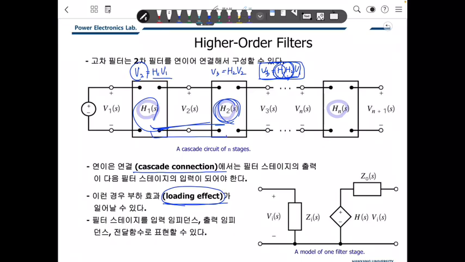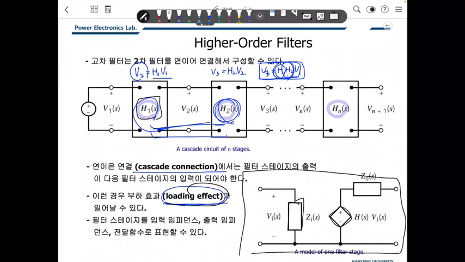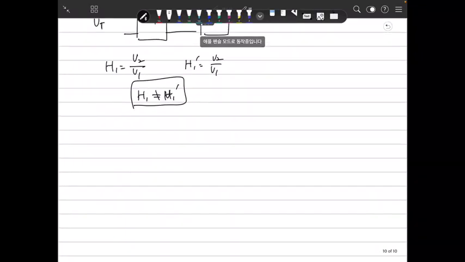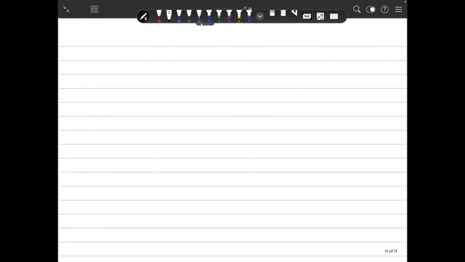Now if you consider the loading effect, the filters should be considered in these models. The input is the variable, and this is the output. In filters, this is HS, and this is the output, V in and V out, VO.